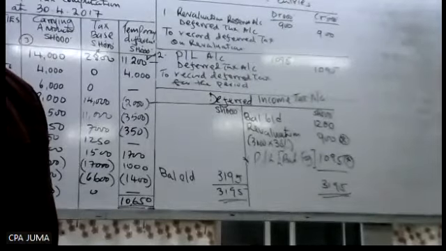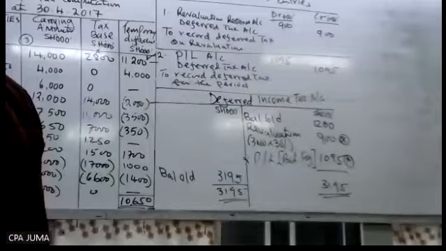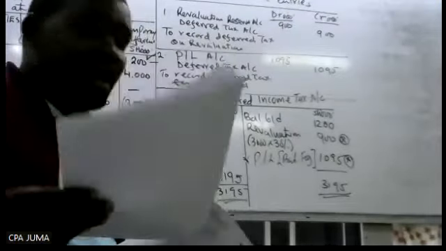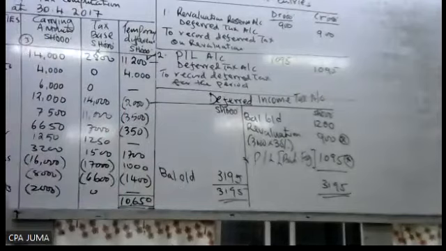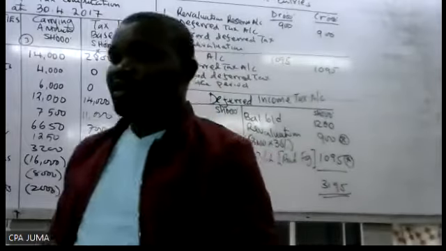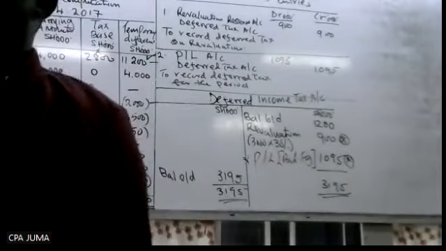November 2019. Which question? Yeah, I have found it. Question 5B. So check November 2019, question 5B.